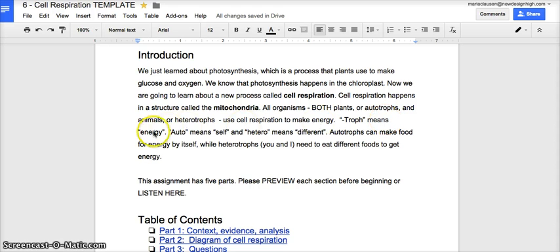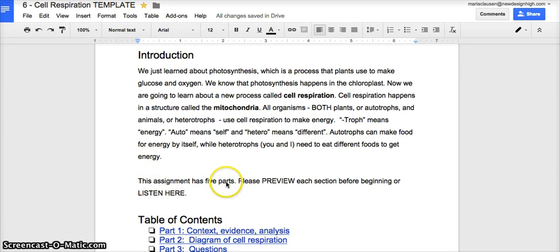Troph means energy. Auto means self. Hetero means different. So autotrophs make food for energy, troph, by itself, while heterotrophs, like you and I, need to eat different foods to get energy, troph.